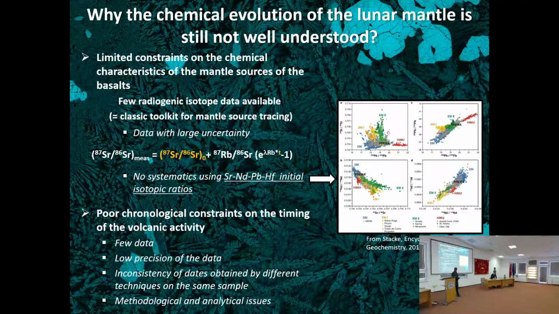And then we have poor chronological constraints on the timing of the basaltic volcanism. Again, we have few data. Sometimes they have low precision. And when a sample was investigated by different isotopic methods, the results are not consistent. We have different dates for a single sample. And that is probably related to methodological and analytical issues.